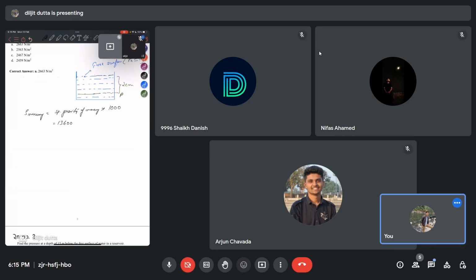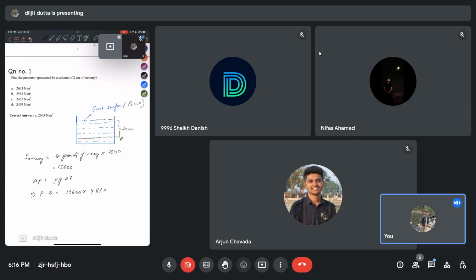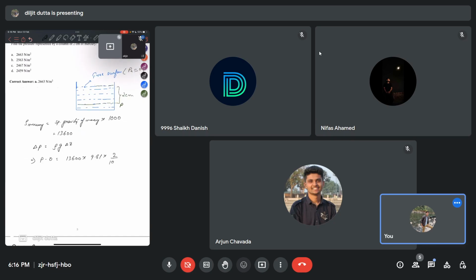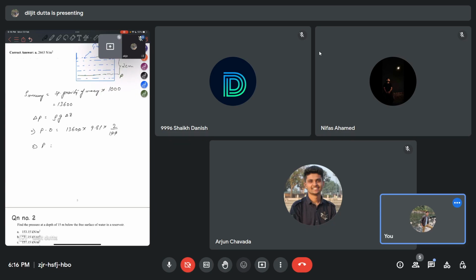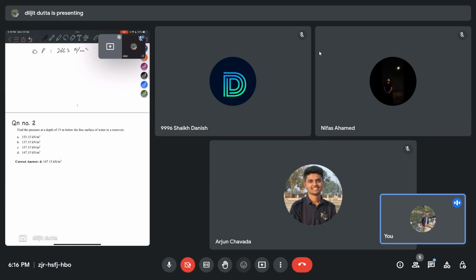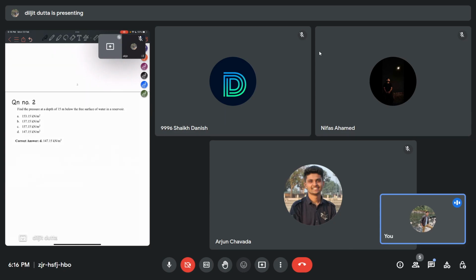So delta P equals rho g into delta z. So delta P is what? P minus 0 equals, and delta z is given as 2 centimeters, so it will be 2 by 100. So P equals, if you calculate this, you will get I think 2663. This is very simple. Okay, so this is the second question, also based on the pressure formula.